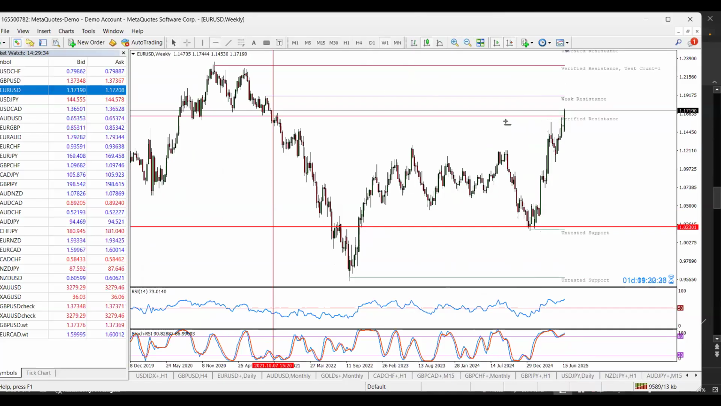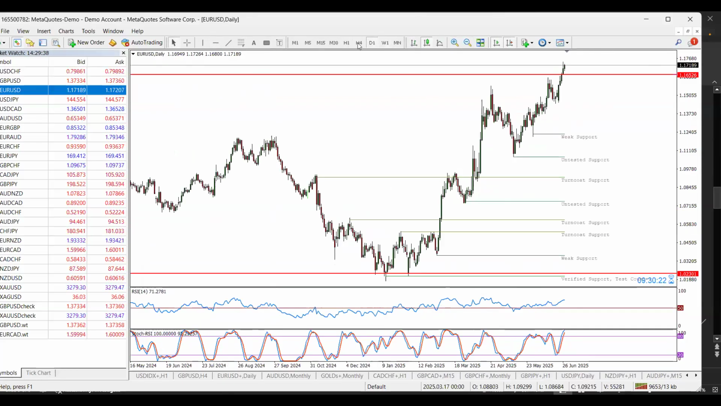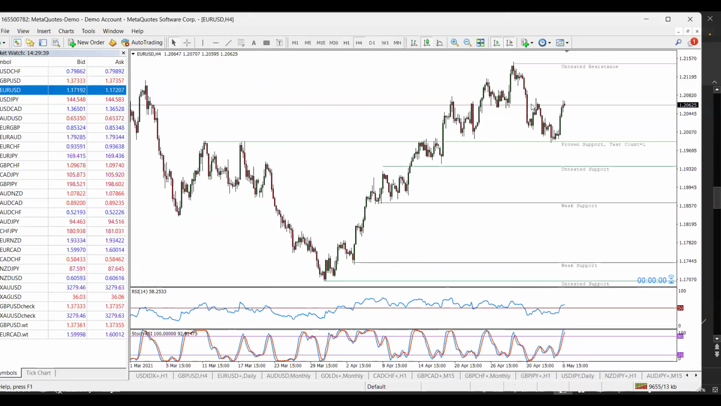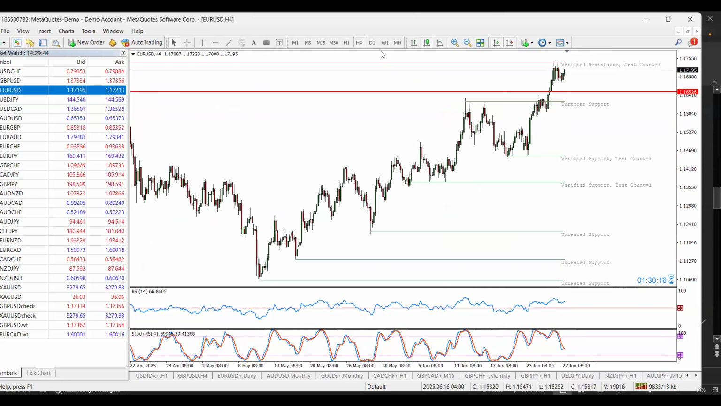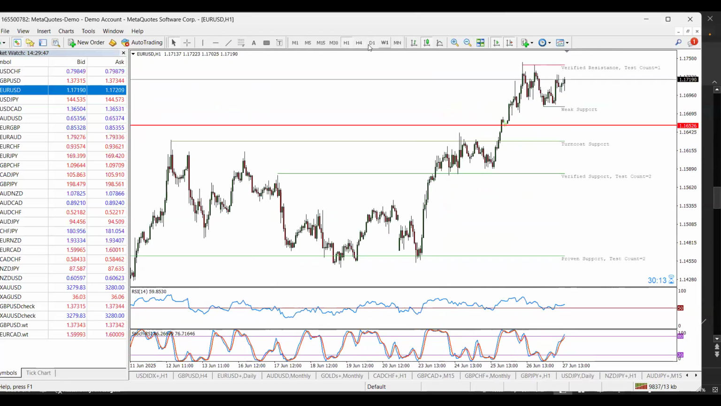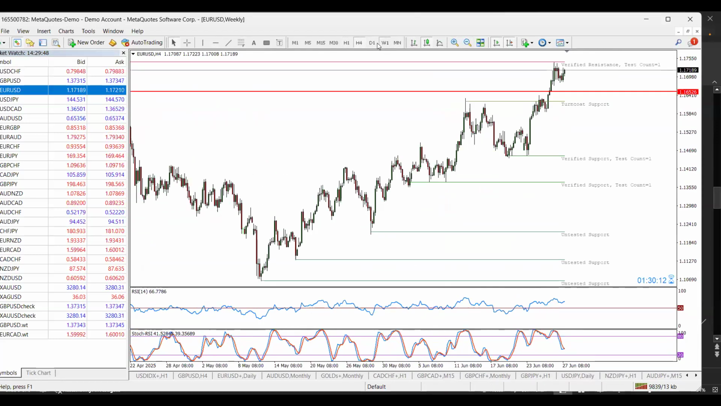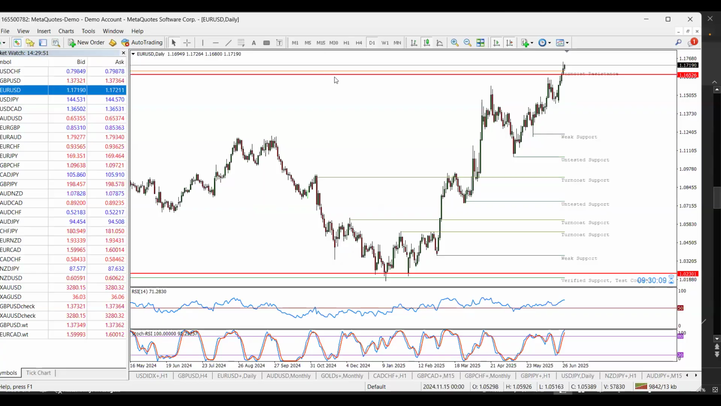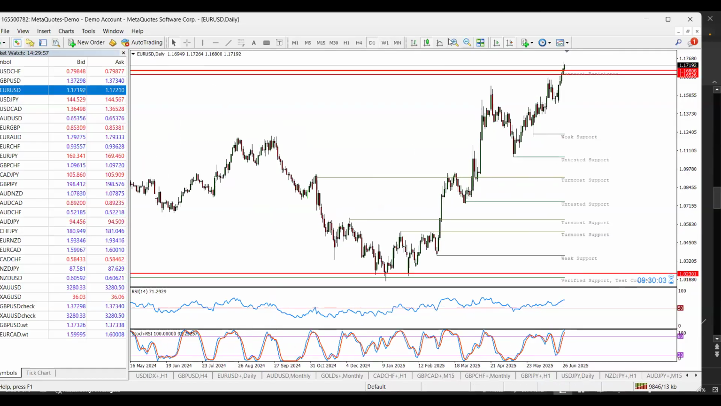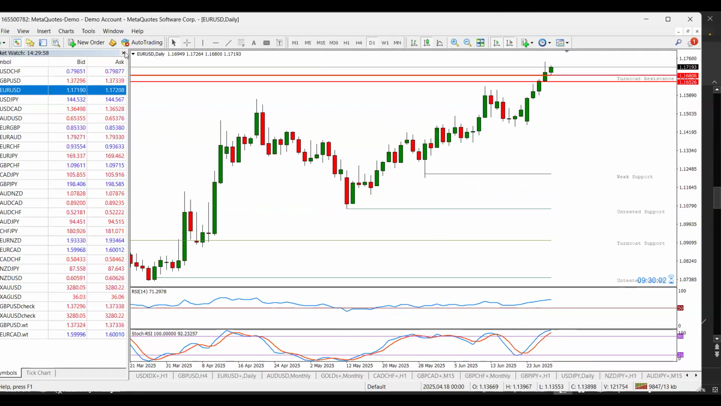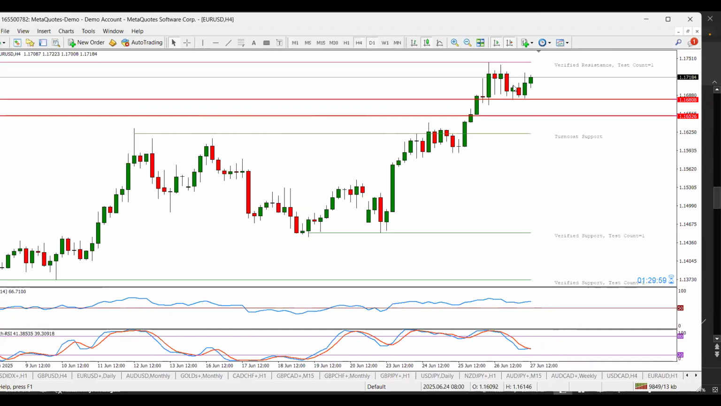Let me draw here. So we are waiting. Price has already broken on 4 hours. Price has broken, right? Price has broken that place. Oh, no, this is daily. This is 4 hours. You can see.